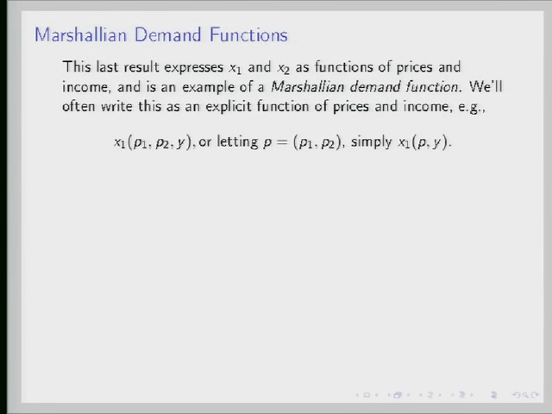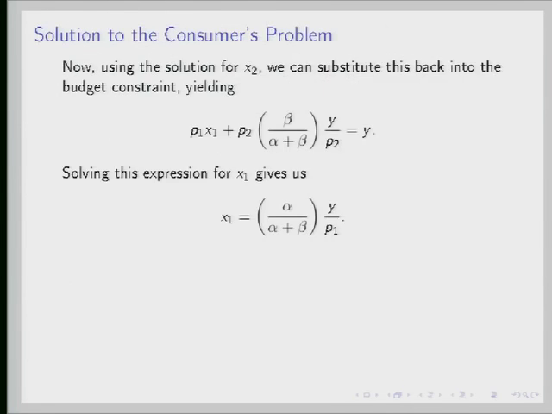Okay. So again, I'll say it again because it's sometimes confusing. This is an example of a Marshallian demand function because the solution for x1 depends on prices and depends on income. If we had a different utility function, we'd get a different solution that would still depend just on prices and income, but other things would be different.